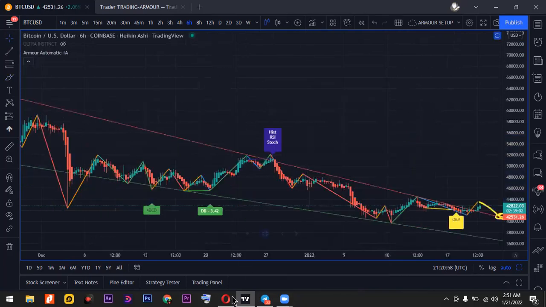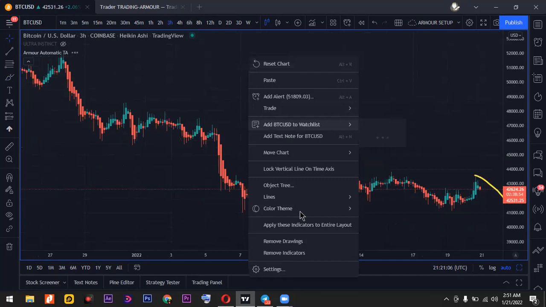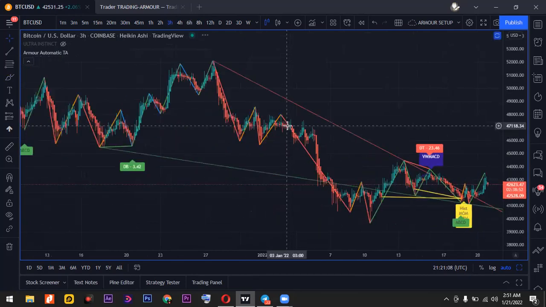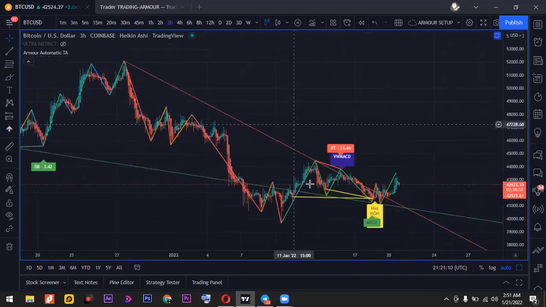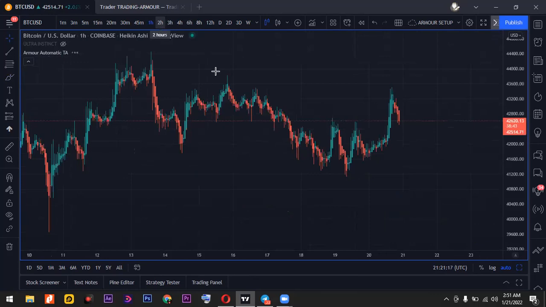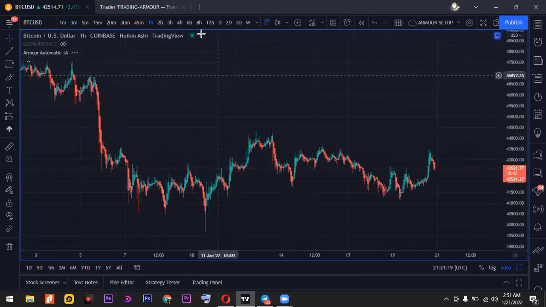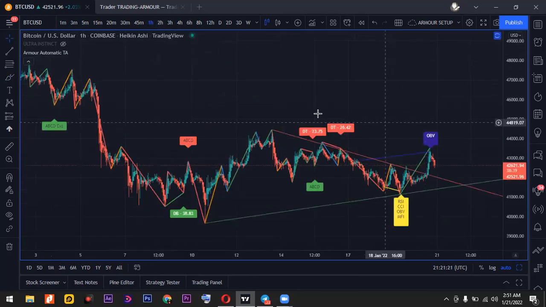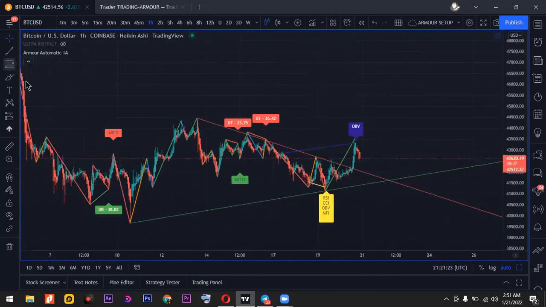I wanted to find this triangle with the pattern. Let me remove drawings. So this is a triangle. It breaks to the upside. Sometimes it breaks to the downside. Let me find if we can find a better pattern. Look, I found it. So a triangle works like 50-50%.